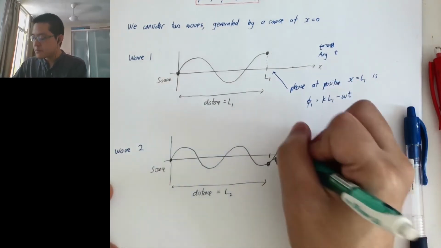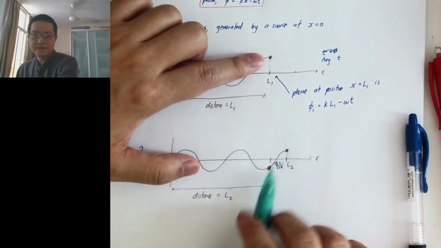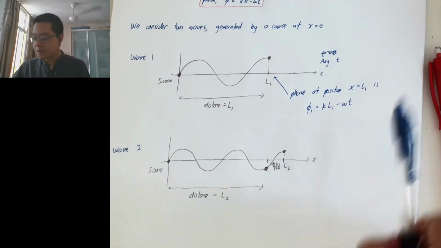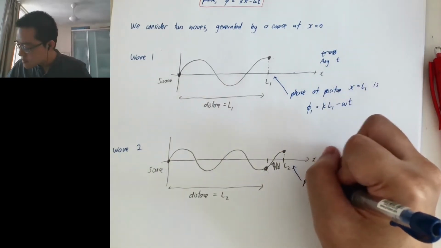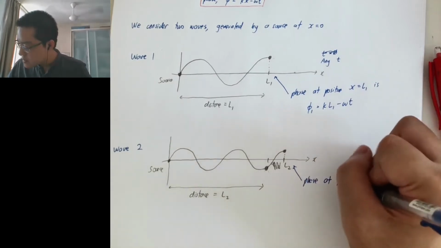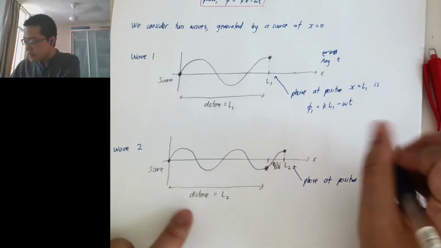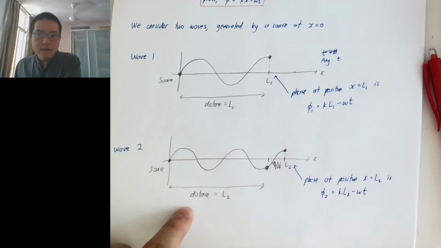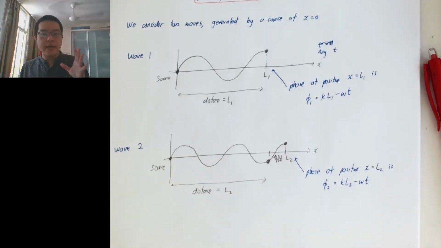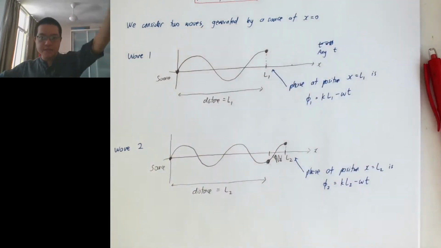If I draw it this way, it's going to be destructive interference. When I draw it this way, it's going to be constructive. You know what I mean, right? But in any case, the phase at position x equals L2 for wave 2 is phi 2 equals KL2 minus omega t, right? So I got the two waves and I calculated the phase at some position later, right?